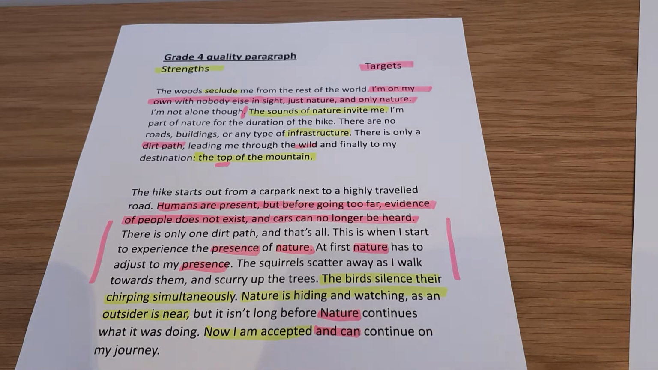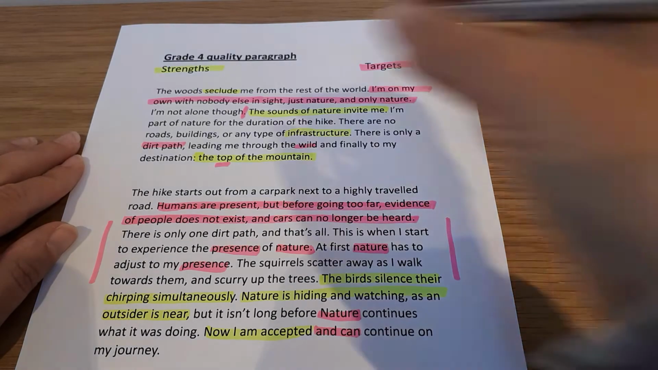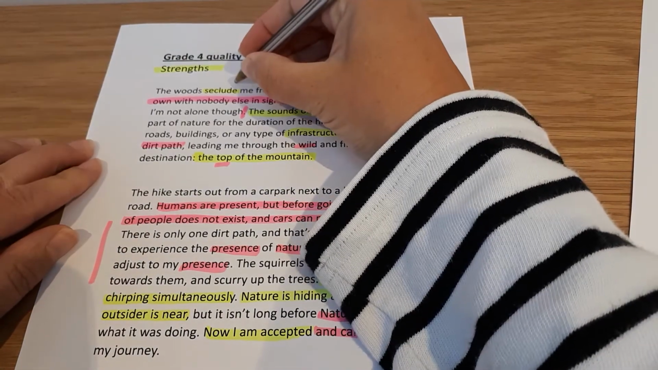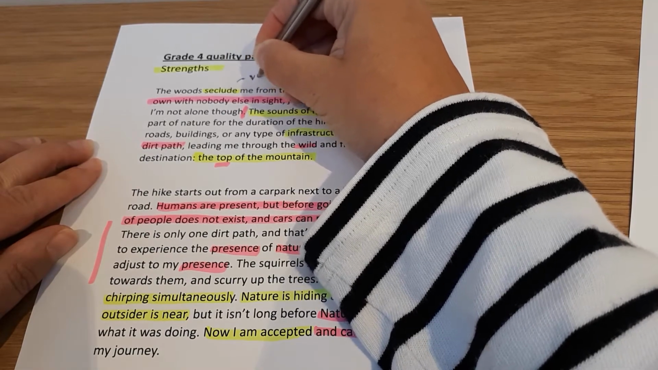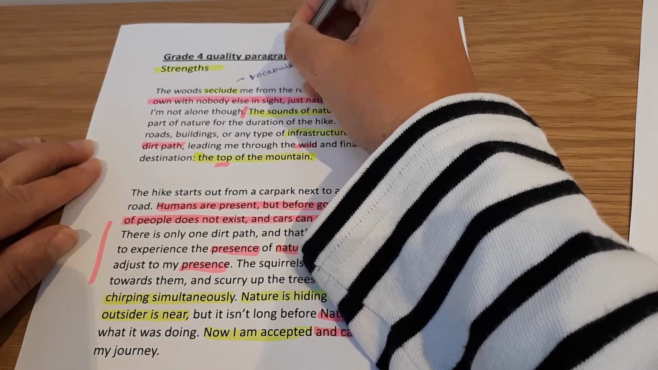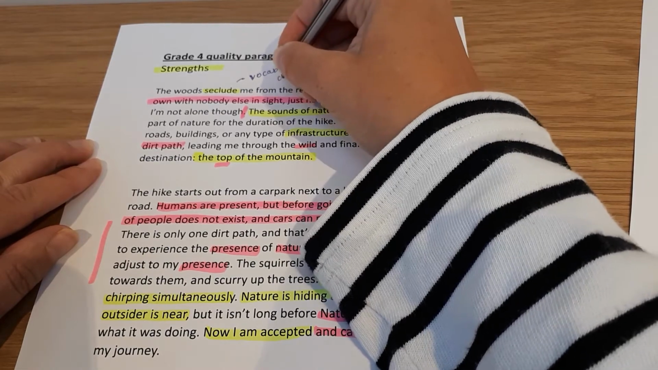Okay, so let's take a look at this first section. I've highlighted the word seclude. It's a really great verb. And I've highlighted this because I think this is really appropriate vocabulary. I think it's very effective and it does the job really well. So really wise vocabulary choice there.